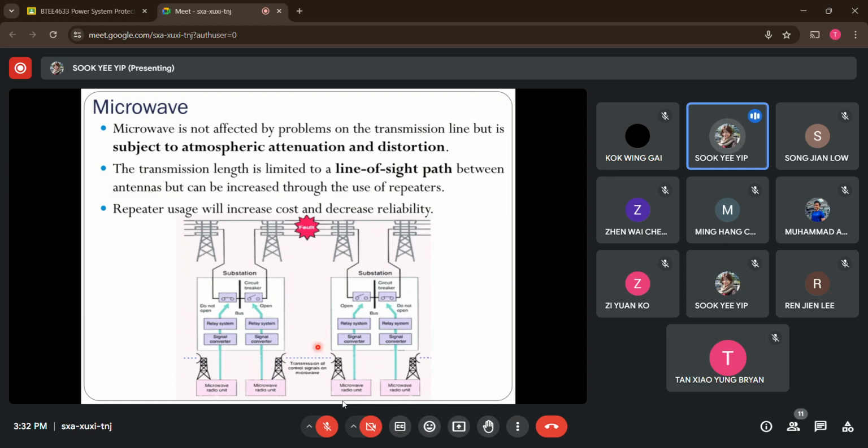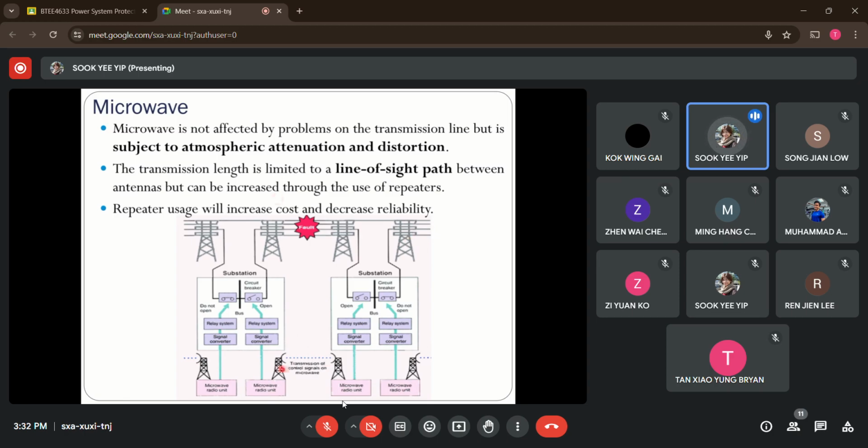So how we can solve these problems is with the usage of repeaters. For example, every 50 to 60 kilometers, we can use one repeater. In such a case, if I have a long distance between these two antennas, there's a need to increase the number of repeaters used. Using the repeaters will increase the cost of implementation. So that's basically the problem we might have with the microwave system. We must ensure the signal transmitted in between is in the line of sight path.